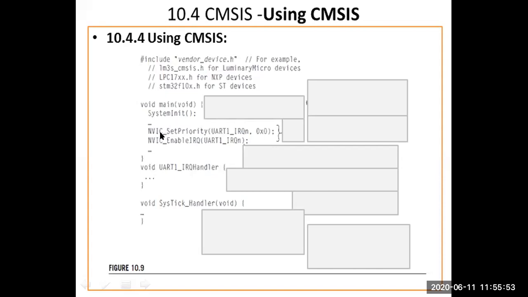And you can see nested interrupt controller is there for interrupts. Why? To control the interrupt. One is you can see they have defined a function called set priority, the interrupt set priority function, and the enable function, enable interrupt request, IRQ. NVIC underscore set priority, for what? For communication, for setting the priority. This is how we get the interrupt.